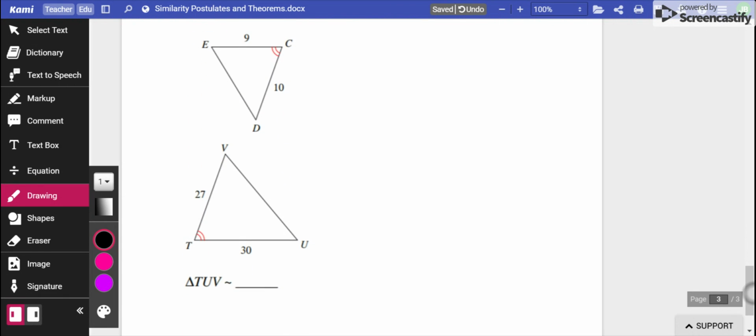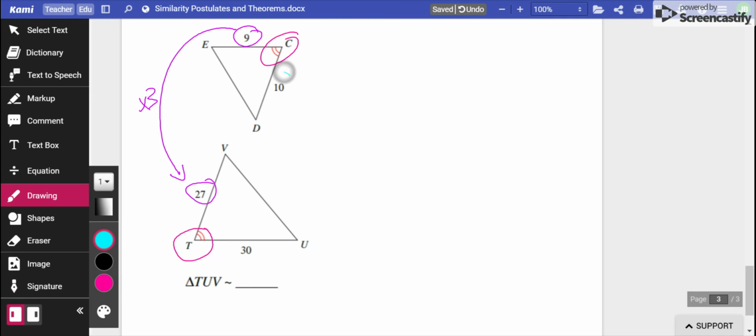Last problem here, similarity postulates again. You can pause the video if you like, and try to identify. It has to meet either the angle, side, side, side, or side, angle, side postulates. And as you can look at this, you have to identify some characteristics about it. Since this angle matches this angle, and as you can see here, the 9 matches up with the 27. The way I go from 9 to 27 is I just multiply by 3. And then if I look at another side, 10, how do I go from 10 to 30? I multiply that by 3 as well.